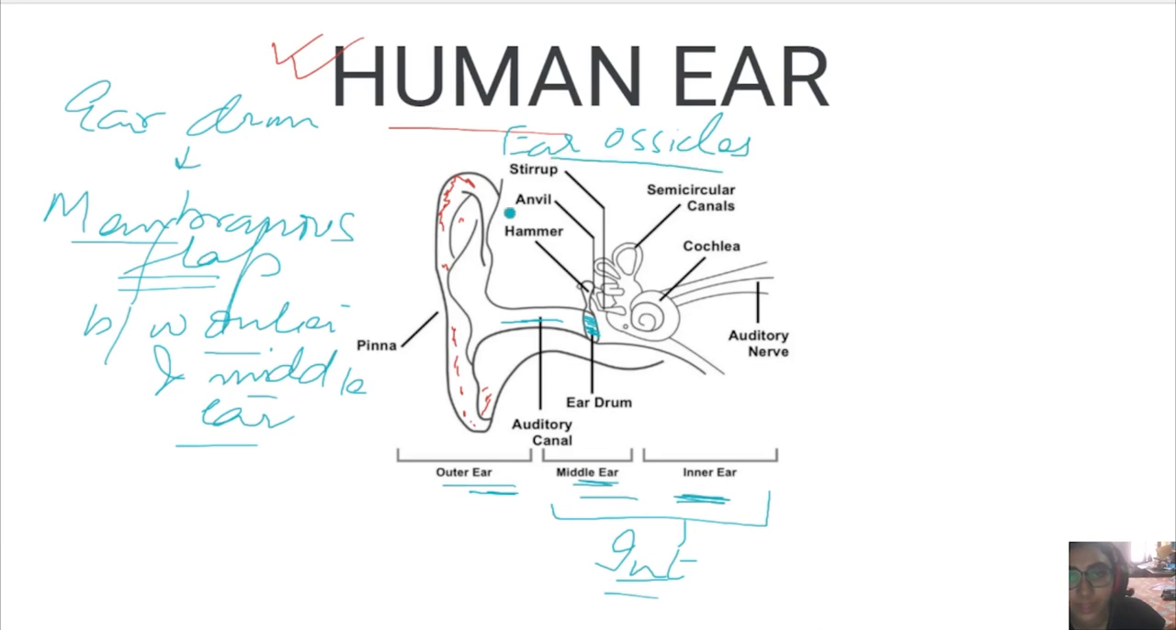It consists of three small ear bones, which are together known as ear ossicles. These ear ossicles are placed sort of like this. 1, 2, 3. Now the significance of it is that it produces a lever-like action. What is a lever-like action? A lever is a simple machine which has a fulcrum, a load and an effort.